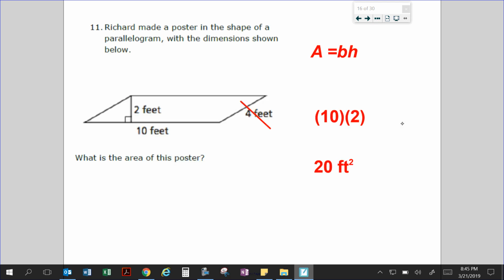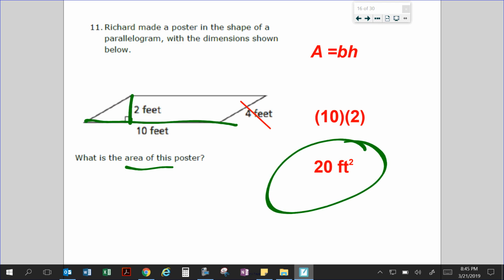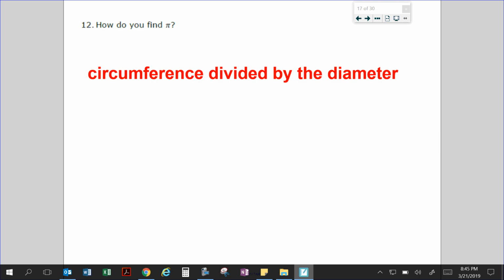This is a parallelogram. What is the area of this parallelogram? You multiply the base and the height. 10 times 2 is 20. 4 is the slant.